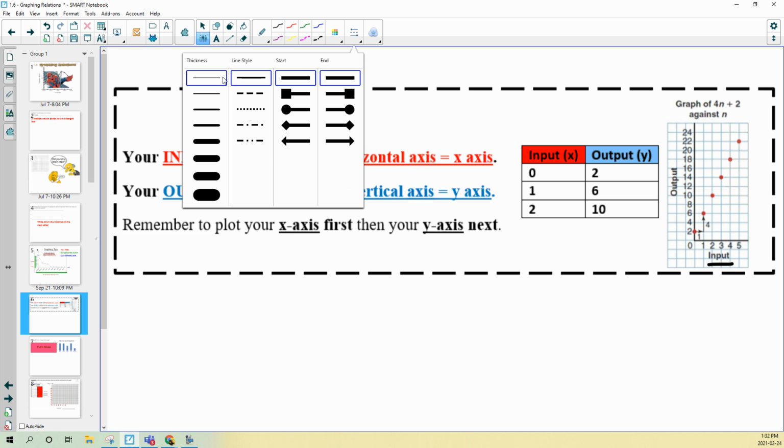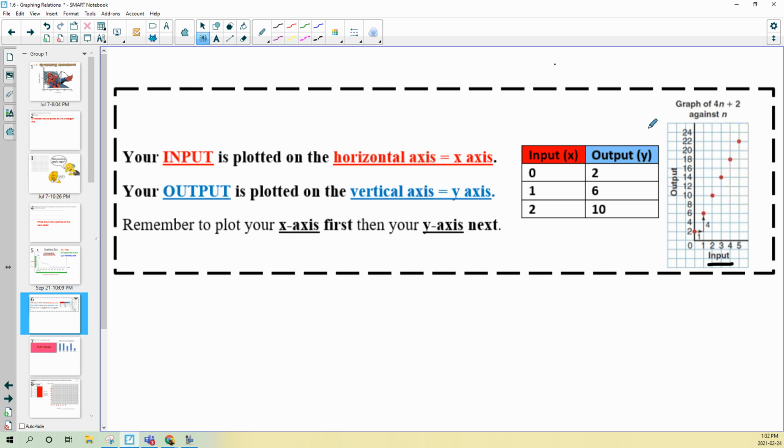So our input is always going to be our x-axis, and then our output is always on our y. Remember to plot your x-axis first, then your y. So these would be considered coordinates. It would be 0, 2. First off, I would look for my 0 on my x-axis, which is right here, then go up 2. And so that's why the point is there.